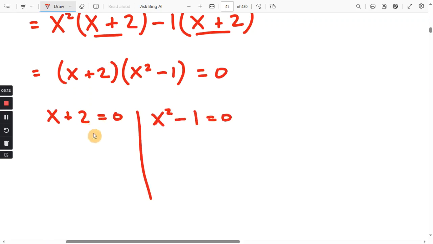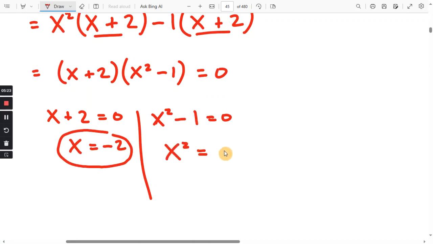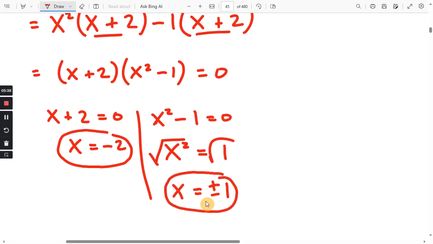Over here, minus 2 on both sides, and we have x equals negative 2. Over here, plus 1 on both sides, we have x squared equals 1. And taking the square root of both sides, the square root of 1 is just 1, but when you do square root on both sides, you need the plus and the minus. So x equals plus or minus 1. So these are the values that x cannot be.